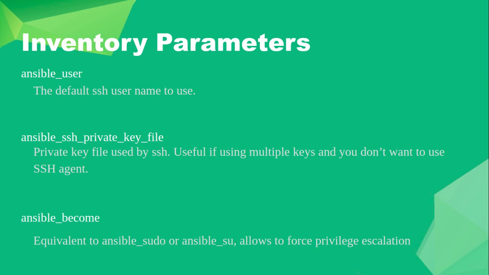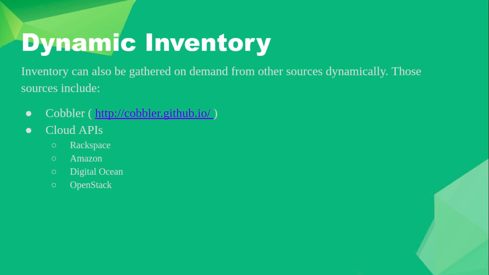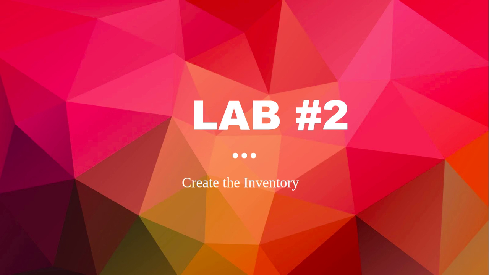Now, equivalent to Ansible sudo or Ansible su, this allows you to force privilege escalation. So if you want privilege access, you can use this parameter. Now inventory can be gathered on demand from other sources dynamically. Those sources include Cobbler and Cloud APIs. This is mostly about when you are using any third-party clusters, in which case at runtime we can just ask for this.